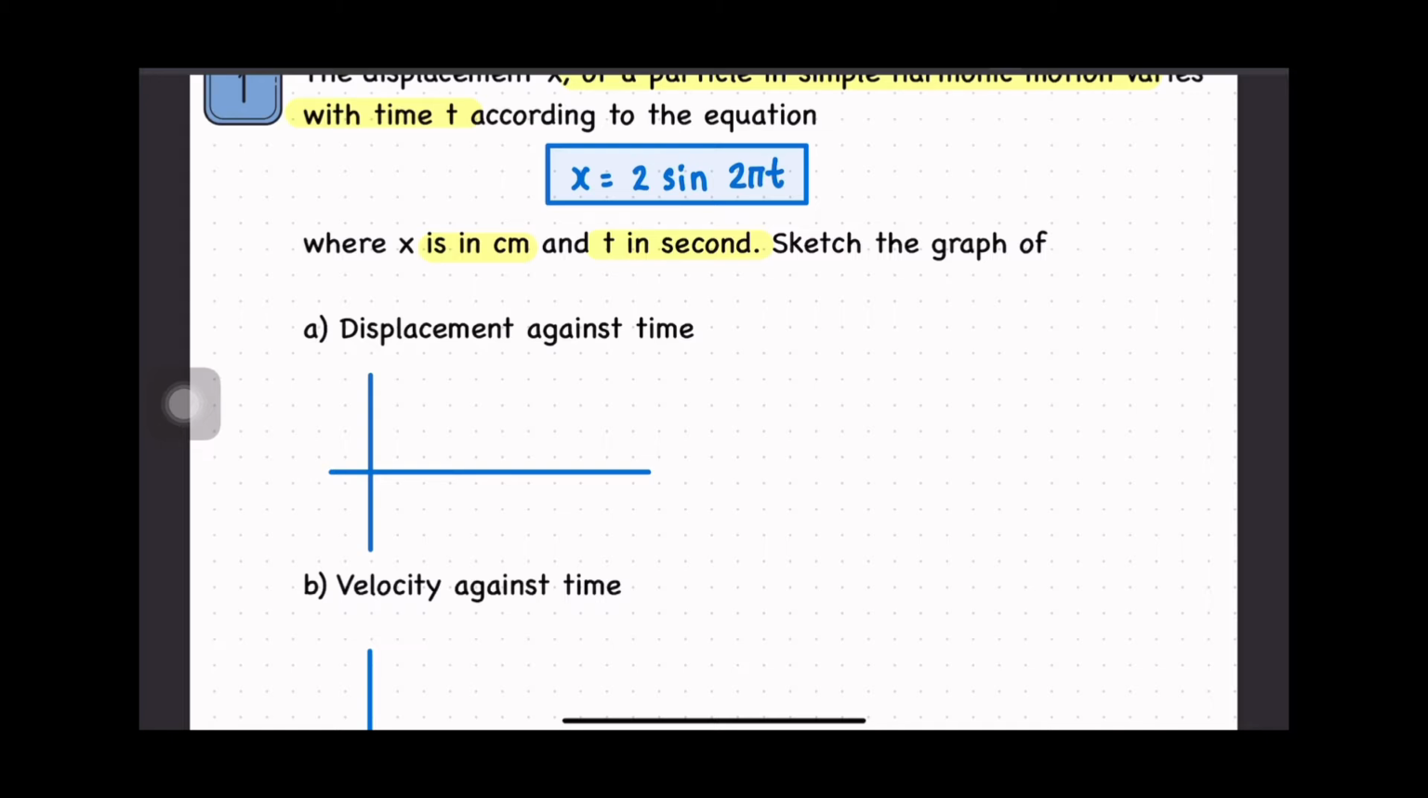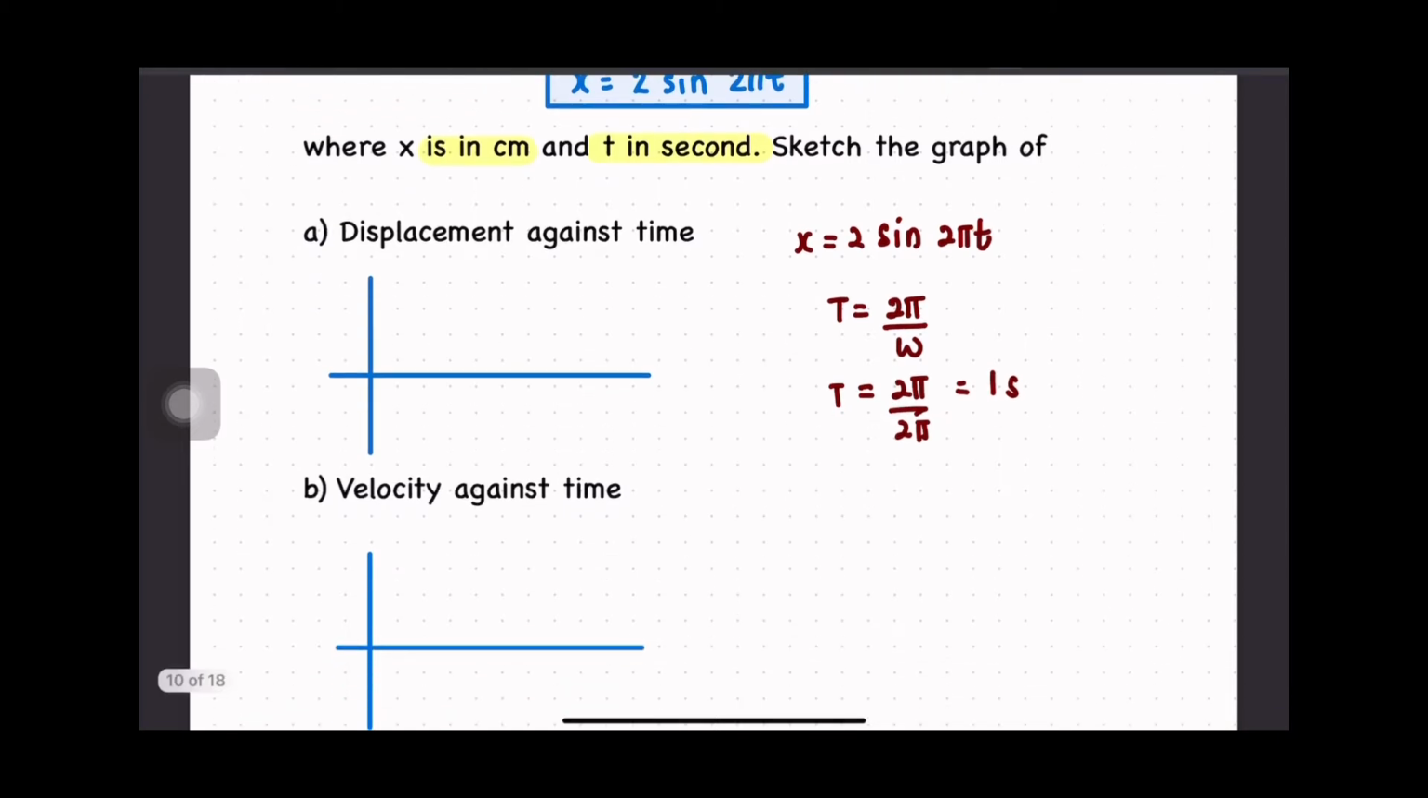So first you have the displacement equation, x is equal to 2 sine 2 pi t. So you have to determine the omega first. Omega represents the period, because you want to complete one cycle. So you need to find the period. Period is equal to 2 pi over omega. Omega is 2 pi, so the period is equal to 1 second.